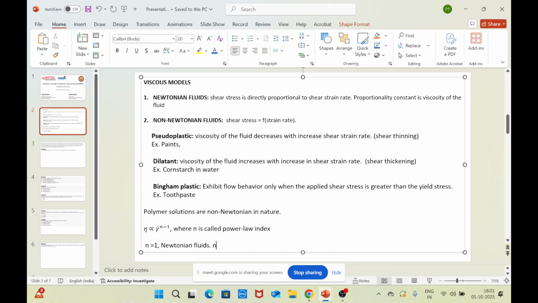Similarly, try to identify what will happen if the value of the power law index is less than 1 and greater than 1. Think about this. I hope you will be able to find out in which case the power law index will be less than 1 and in which case it will be greater than 1. So this is a very basic introduction to these viscous fluids.